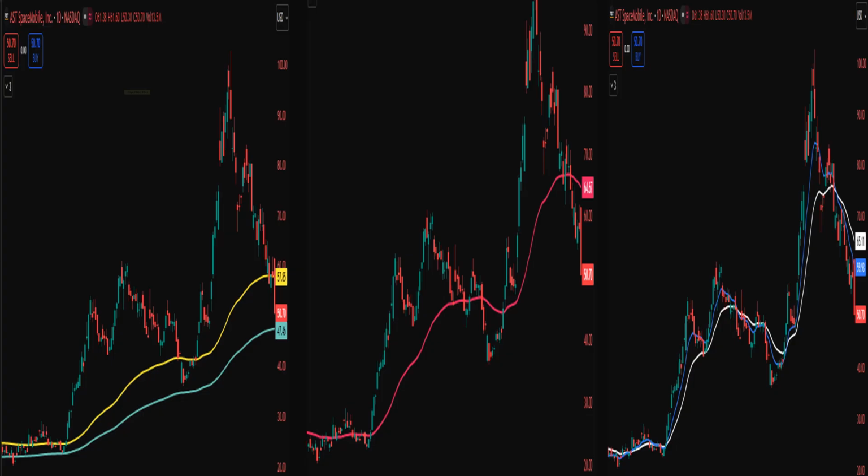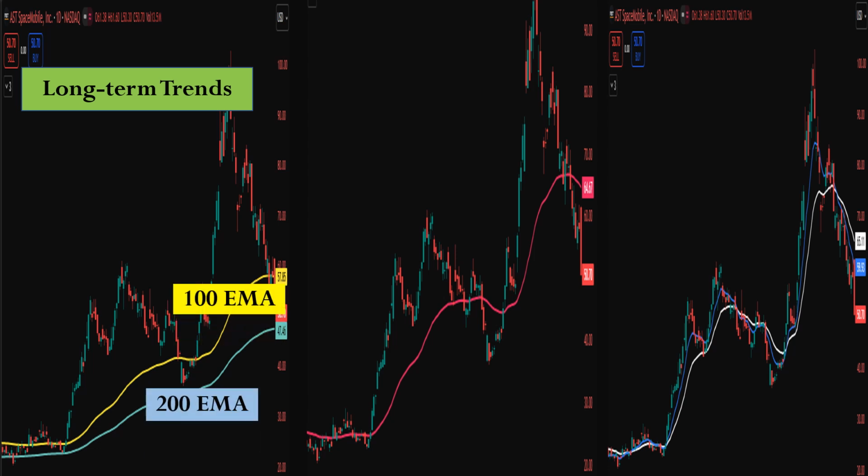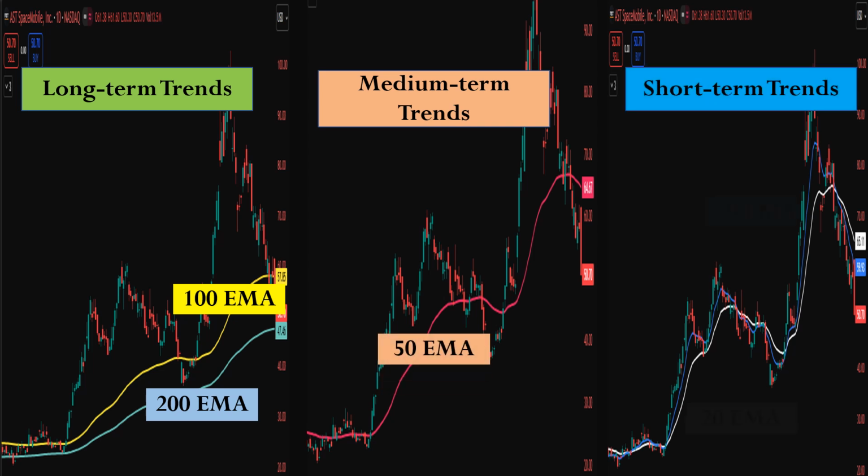To identify long-term trends, use the 100 or 200 EMA. For medium-term trends, use the 50 EMA. And for short-term setups, use the 9 EMA or the 20 EMA.